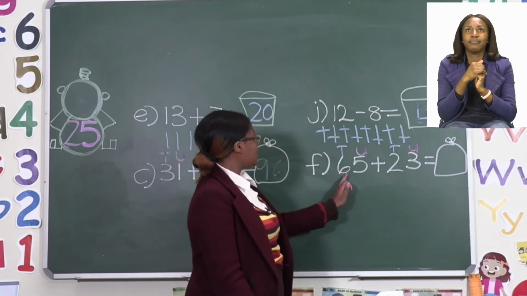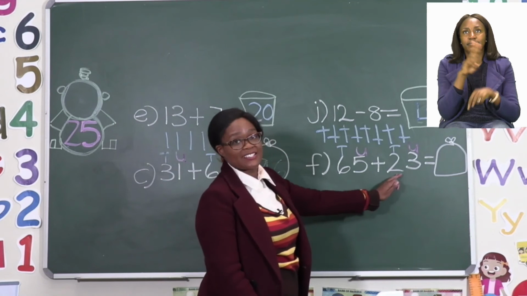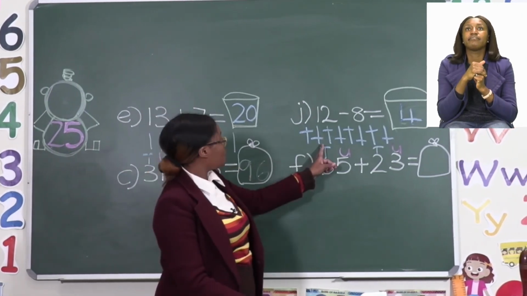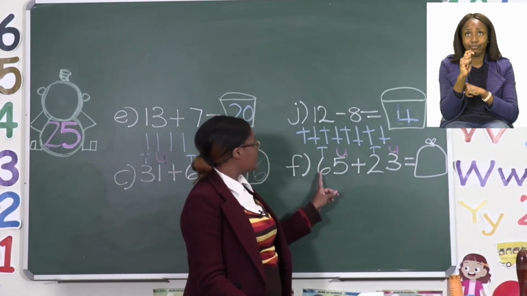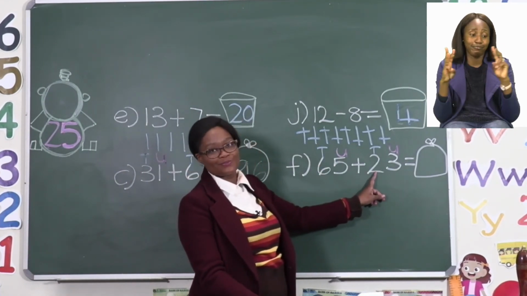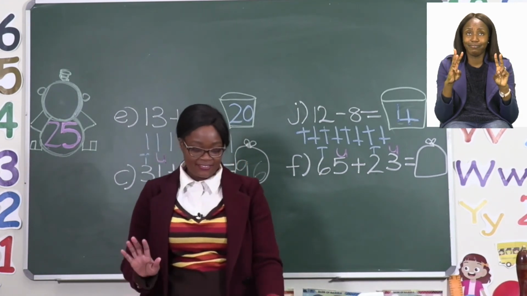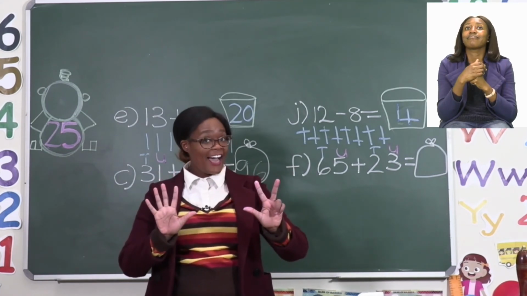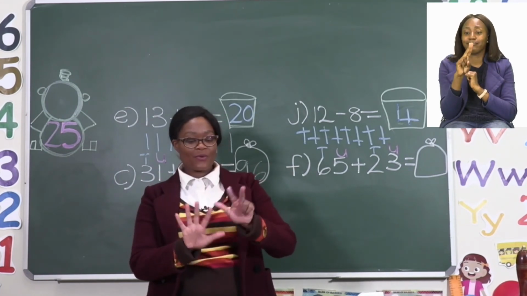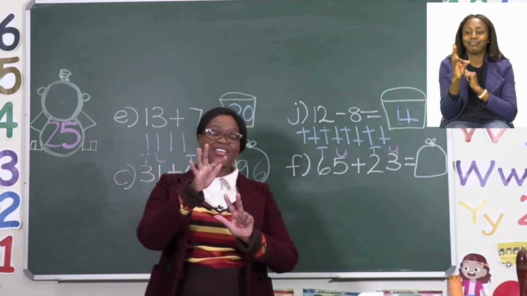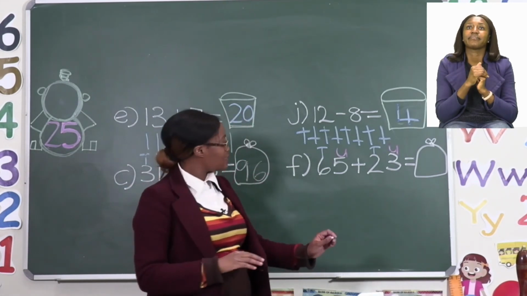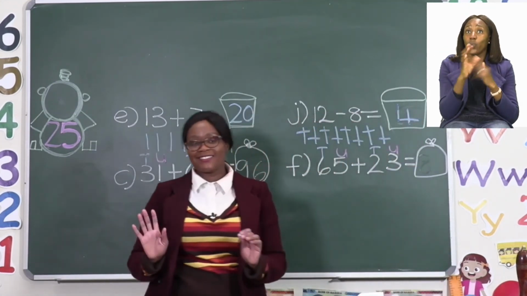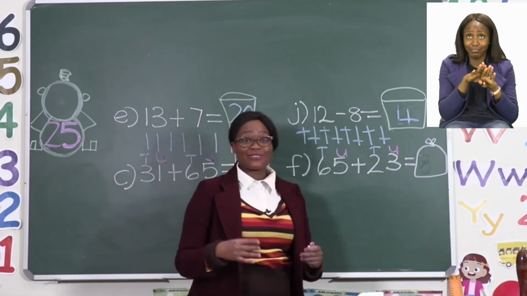Here it says 65 plus 23. We've already labeled our tens and units. So we'll start with the tens, which are 6 plus 2. So if I have 6 in one hand, and then I add 2 more, 1, 2, I know that I have 1, 2, 3, 4, 5, 6, 7, 8. My answer will be 8. But we are not done. We still need to do the units as well.